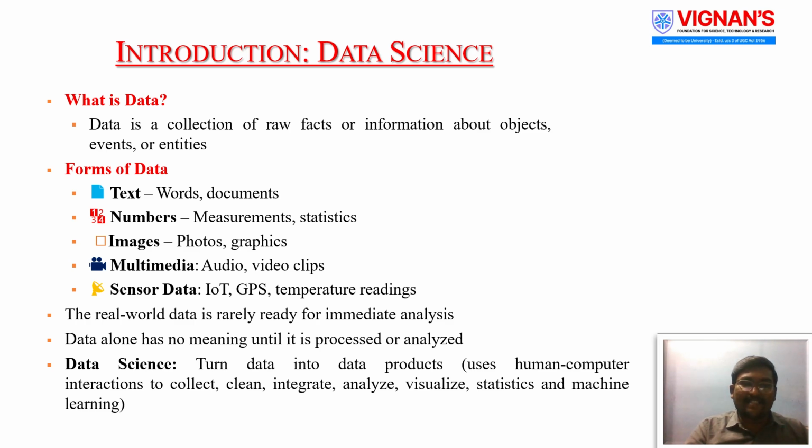Data can exist in several forms. It may appear as text, such as words or documents. It can be numerical, including measurements and statistical values. Data can also be in the form of images, like photographs and graphics, or multimedia, such as audio recordings and video clips. Additionally, data is generated continuously through sensor sources, including IoT devices, GPS systems, and temperature sensors.